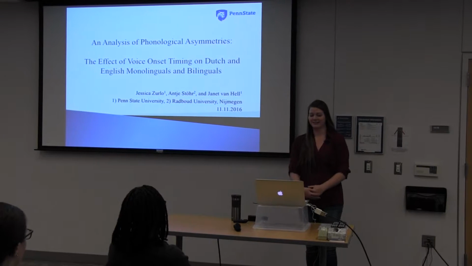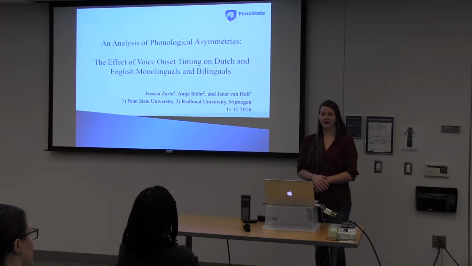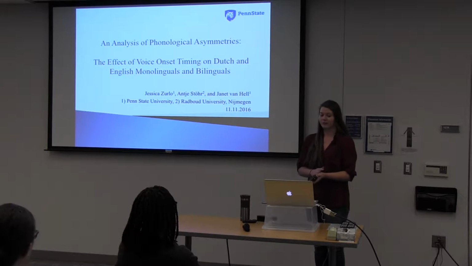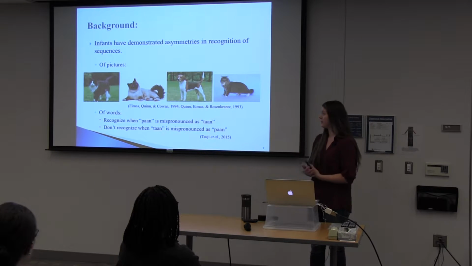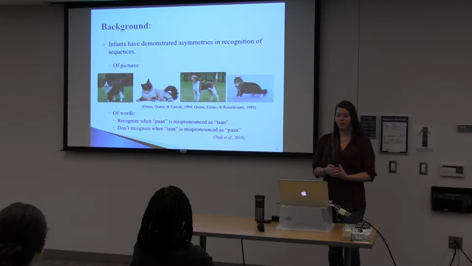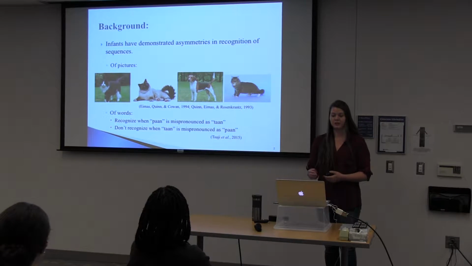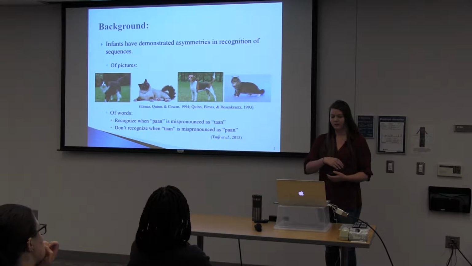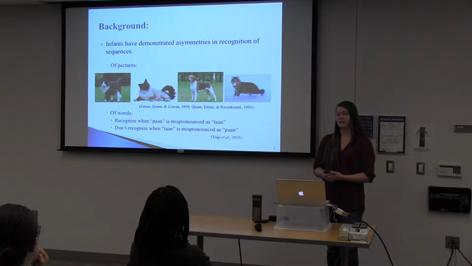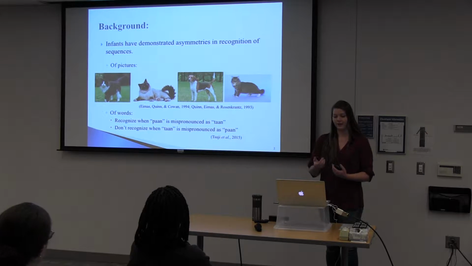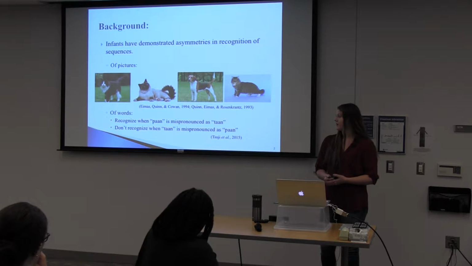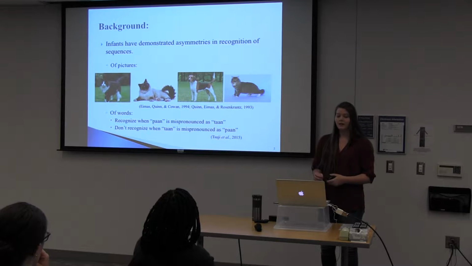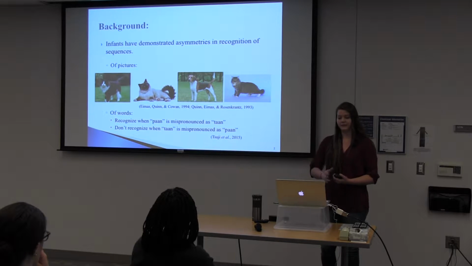As Julie said, I'm Jessica Zurlo, and I was particularly interested in how the effects of voice onset timing in Dutch and English monolinguals and bilinguals affect their perception of the languages. So to give you a little bit of background, there have been studies in the past that have shown asymmetries in the recognition of sequences other than the phonological domain, so for example of pictures. Infants have been shown to recognize a picture of a dog in a sequence of cats, but not the other way around. And then also in the phonological domain, infants have been able to recognize when the non-word ton is mispronounced as ton, but they don't recognize when ton is mispronounced as pon.